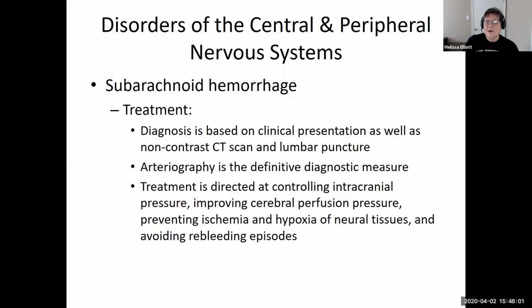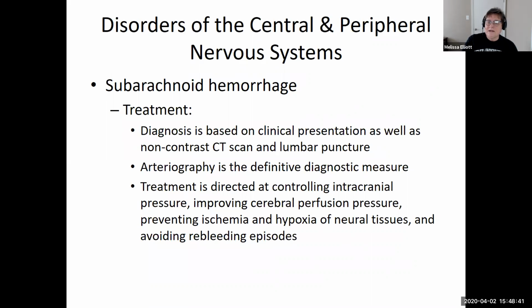Treatment and diagnosis are going to be based on the clinical presentations. Are we still leaking, or have we had that vessel burst? Usually they're going to use a non-contrast CT scan and a lumbar puncture to see if you're bleeding into the cerebrospinal fluid. Arteriography is the best for diagnosis, and arteriography is basically looking at the blood vessels, particularly the arteries of the brain, and seeing where they can see the leak.